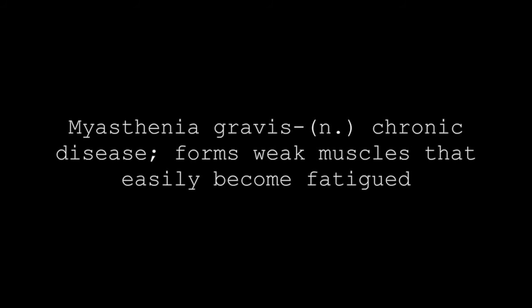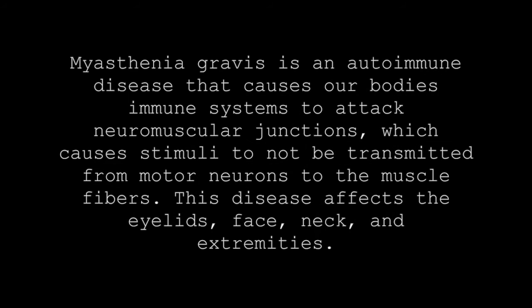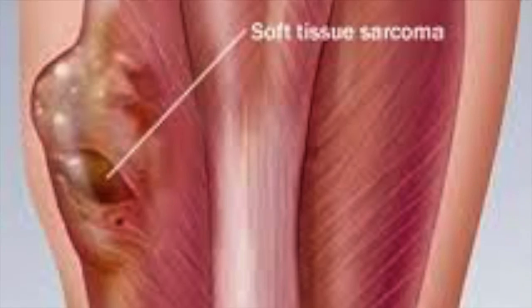The following disease is myasthenia gravis, which is another chronic disease that causes weak muscles to easily become fatigued. Myasthenia gravis is an autoimmune disease that causes our body's immune systems to attack neuromuscular junctions, which cause stimuli to not be transmitted from motor neurons to the muscle fibers. This disease affects the eyelids, face, neck, and extremities.